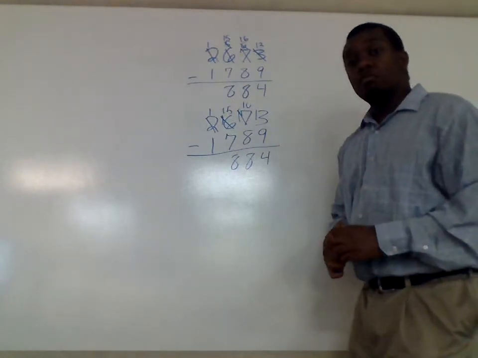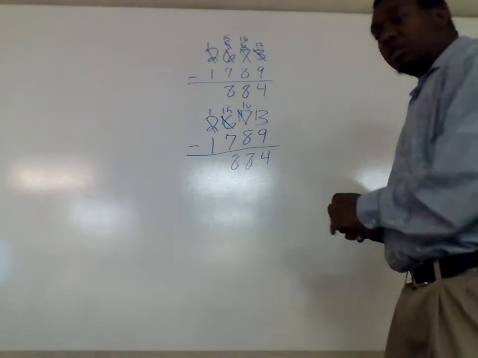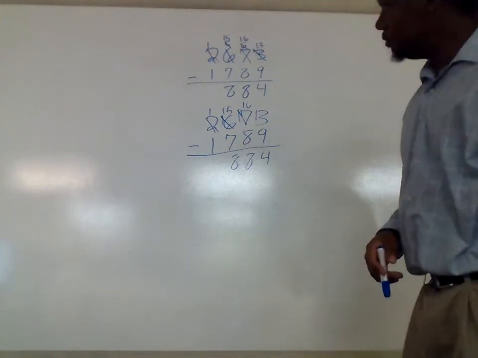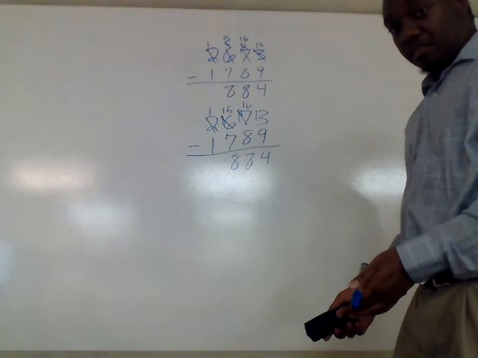For some people, the traditional method is what they're used to, and it's easier instead of learning something new. You decide for yourself what you would like to do. Okay? All right. So that's subtraction, which is just negative addition.